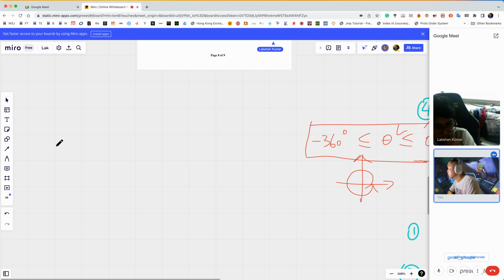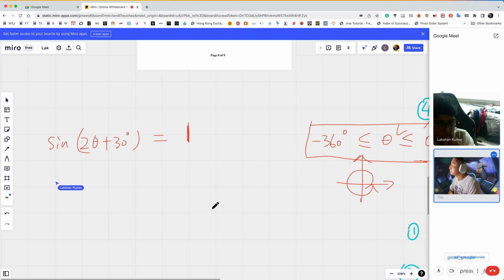I'm not going to solve one of the questions, I'm going to give you another one. What if I give you, instead of theta, which is simple, 2 theta plus, maybe 30 degrees, equals to half? Is half good? No, I want to make life easy for me. Equals to 1. Okay, good. So what's your first step?